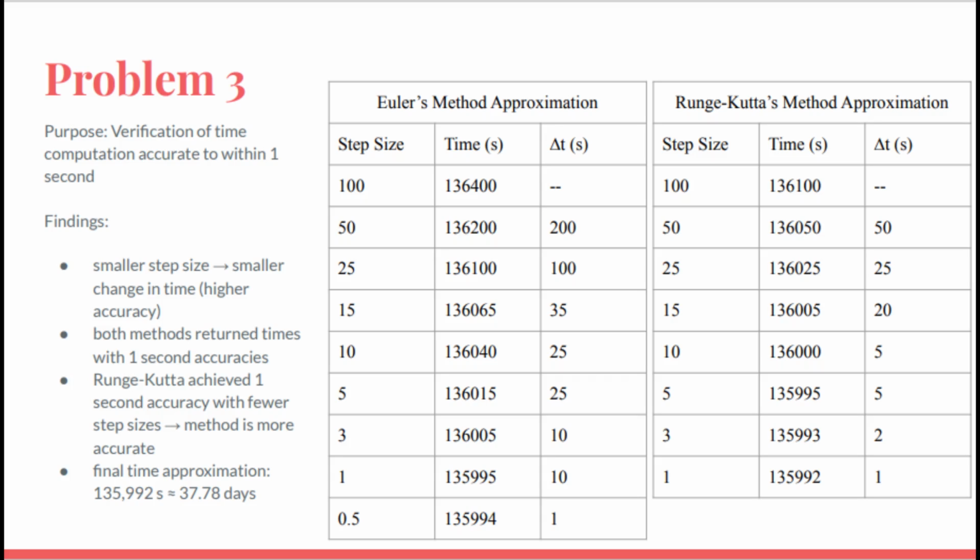However, Runge-Kutta will be used to collect the final results of the lab, as returning a 1 second accuracy in fewer step sizes shows a higher accuracy. Because of this, the final time approximation, accurate to within 1 second, is 135,992 seconds, or approximately 37.78 days.